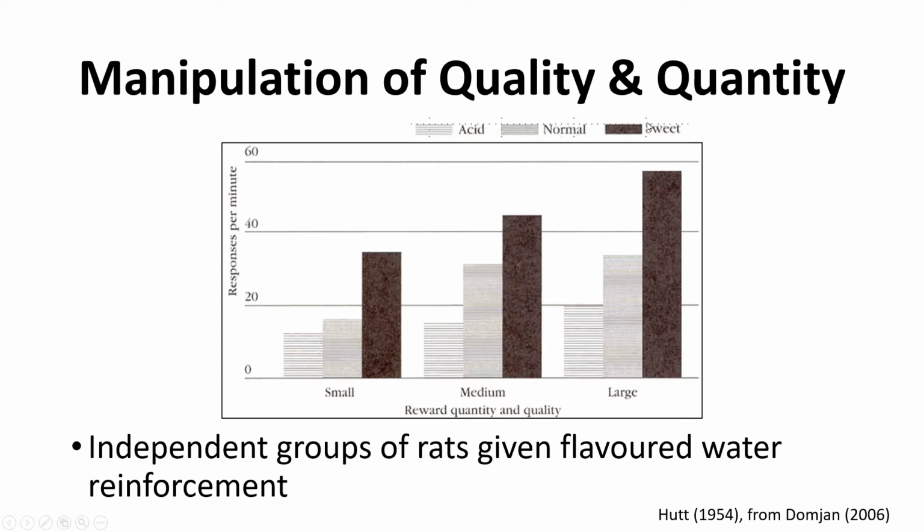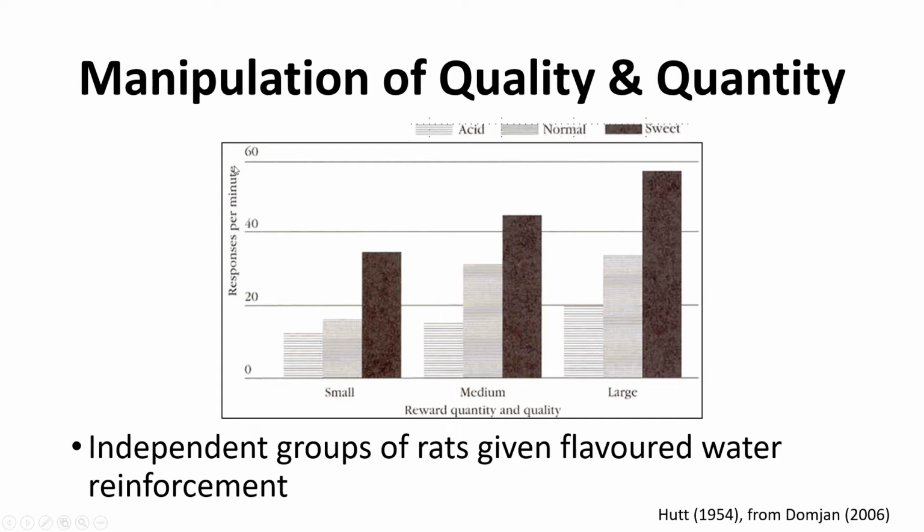We would then also have variance in the dimension of how much water they got. So the quantity of water. And we can see that across the bottom of the graph here, where we would have a small, medium, or large amount of water delivered as a reinforcer when they pressed the lever.